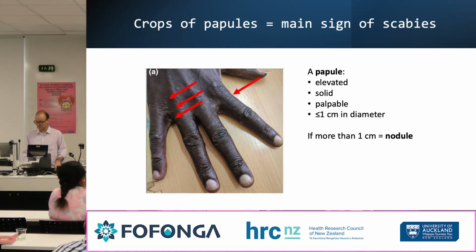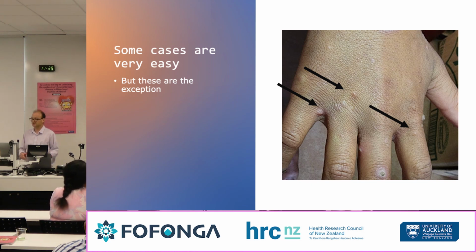So what are papules? These are elevated, solid, palpable lumps, often easier to feel than they are to see. If they're more than a centimetre, they're instead called a nodule. So here's another typical example of what we see in Tonga. You can see papules in various states on the fingers and also in the web spaces.